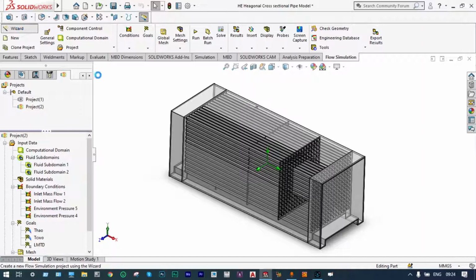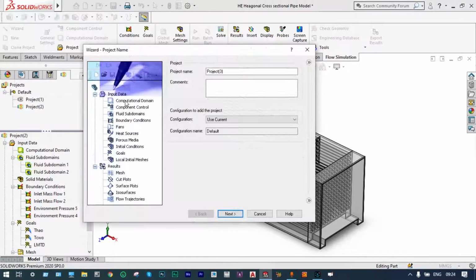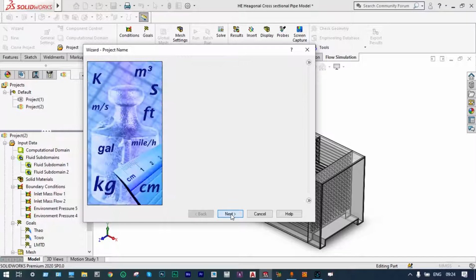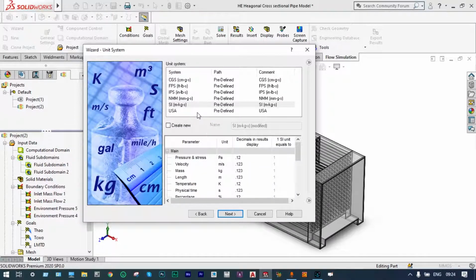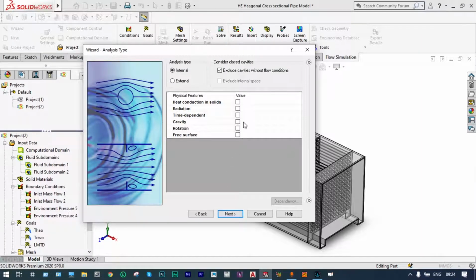Next to that we have to provide the default name of this project, as usual it is coming as project 3, so the default name of the project will be project 3. Next to that we have to select the unit system. By default we can select SI system, and for temperature as usual we'll take degrees Celsius. Next to that we can see the type of analysis. Here it is internal analysis, and we are excluding cavities without flow conditions.